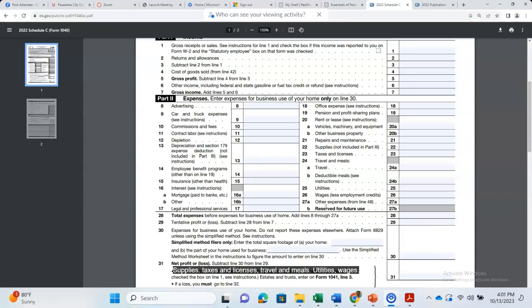Utilities, wages, other expenses. If you have something that doesn't fit in any of those, then put it in other expenses and identify that line item with a name.